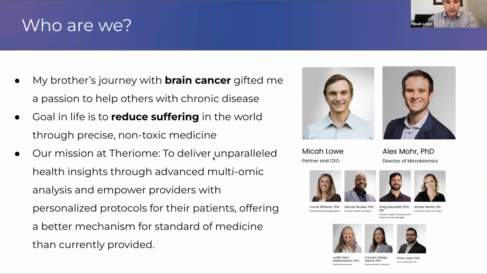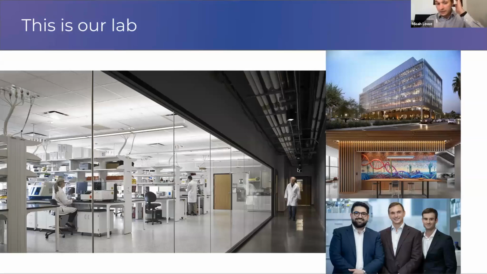Alex will be going through some of that. If you're not familiar with multi-omic, that's okay. You don't need to have a deep understanding of that. These pictures are just to explain, hey, we're not a ragtag group. We do actually have a lab. We do actually do analysis, a very state-of-the-art facility here at what's called the Wexford building.